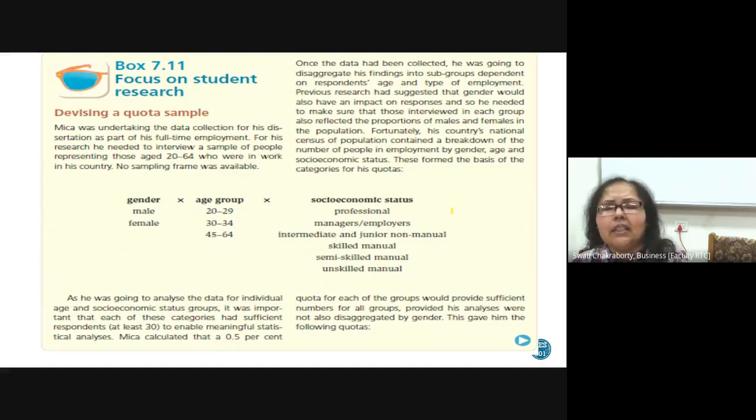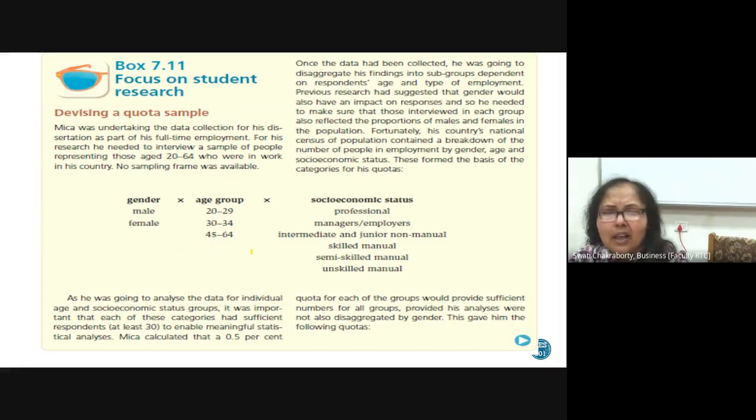Micah was undertaking the data collection for his dissertation as part of his full-time employment. So for his research, what did he do? He needed to interview a sample of people representing the age group of 20 to 64 who were in work in his country. So there was no sampling frame available. So what did he see? Males and females in the age groups of 20 to 29, 30 to 44, 45 to 64.